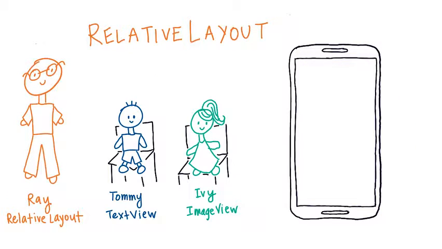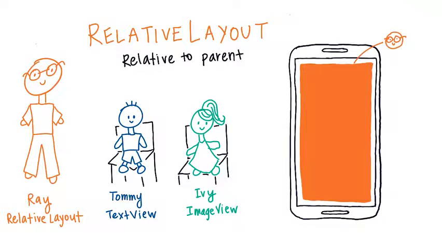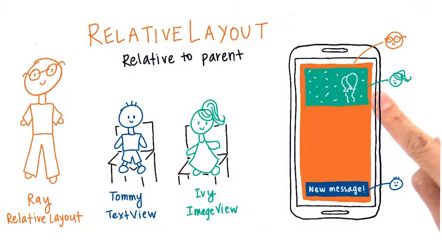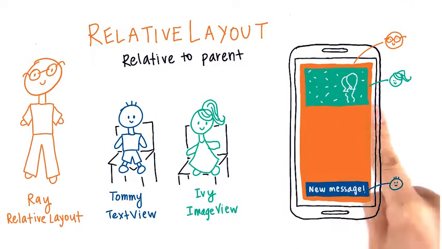And then we have Dad, the relative layout. A relative layout, again, has its own rules for how to position its children within it. For example, it can position children relative to the parent. So if this is the parent view group, we can have a child text view aligned to the bottom of the parent, and a child image view aligned to the top of the parent. This also works for aligning to the parent's left and right edge, as well as the center.